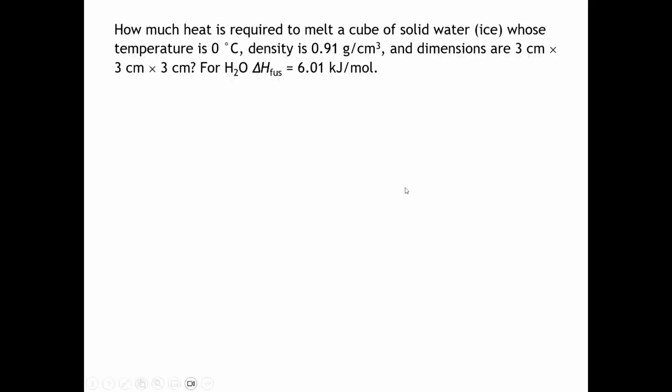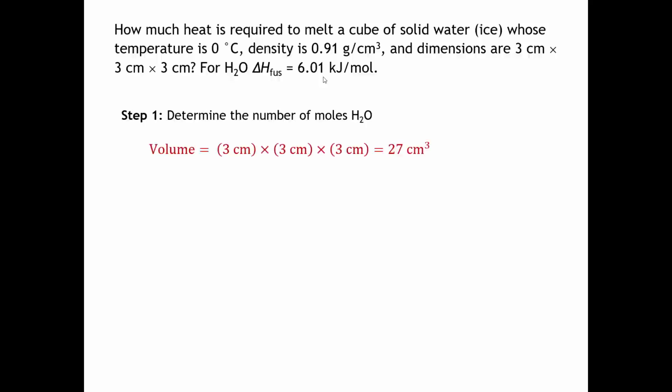Here's the first one. Let's imagine that we have an ice cube, solid water, and the dimensions of the cube are 3 by 3 by 3 centimeters. We've also got here the density of ice, which is, as we learned a couple of lectures ago, a little bit smaller than the density of water. And then we're given the enthalpy of fusion. So to do this problem, we just need to know two things. We need to know the number of moles of water, and then we need to know the enthalpy of fusion. Now we're given the enthalpy of fusion, but we have to calculate the number of moles of water.